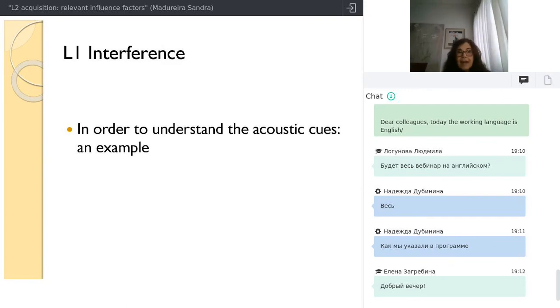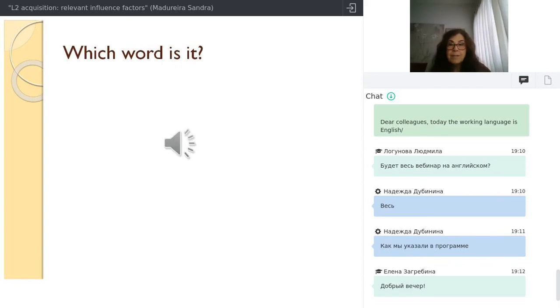Okay. Another factor is language interference. And in order to consider interference, I'm going, as a phoneticist, to refer to acoustic cues. In order to do that, I will give you an example. This example I give to my students who are Brazilian speakers of Portuguese, right? And I ask them, which word is it? Okay? And I'm going to pronounce it as in English, right? The word is bait. And when the native speaker says this word, all the Brazilians write paid, pagar, right, in Portuguese.